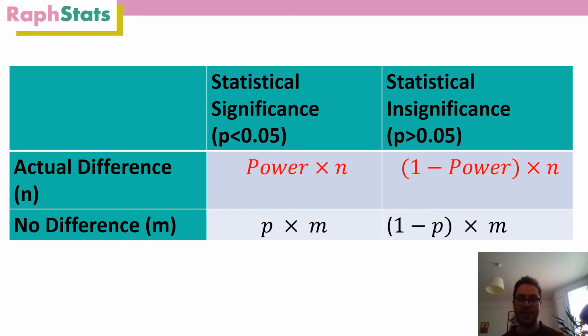And vice versa, if there is no difference, so however many drugs or different things there is no difference in, we're going to find 5% of them to be significant, and the rest of them we'll find to be insignificant.